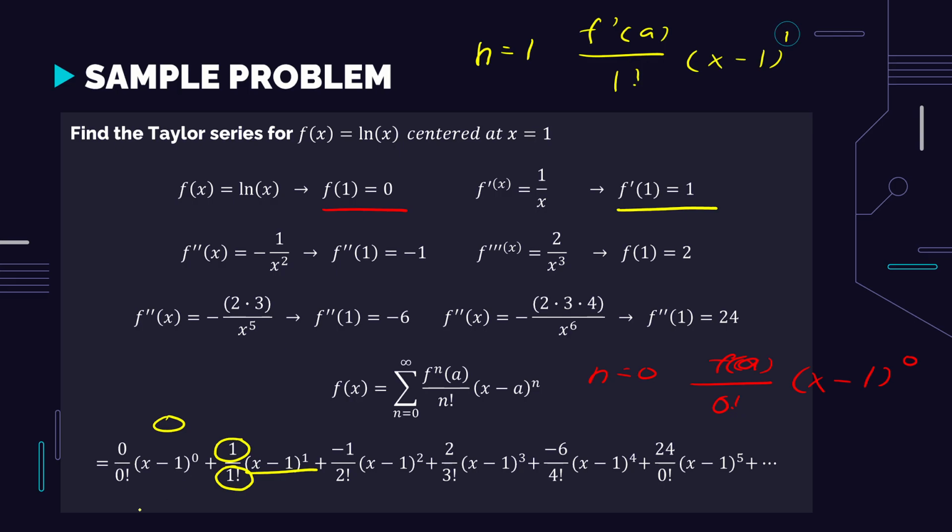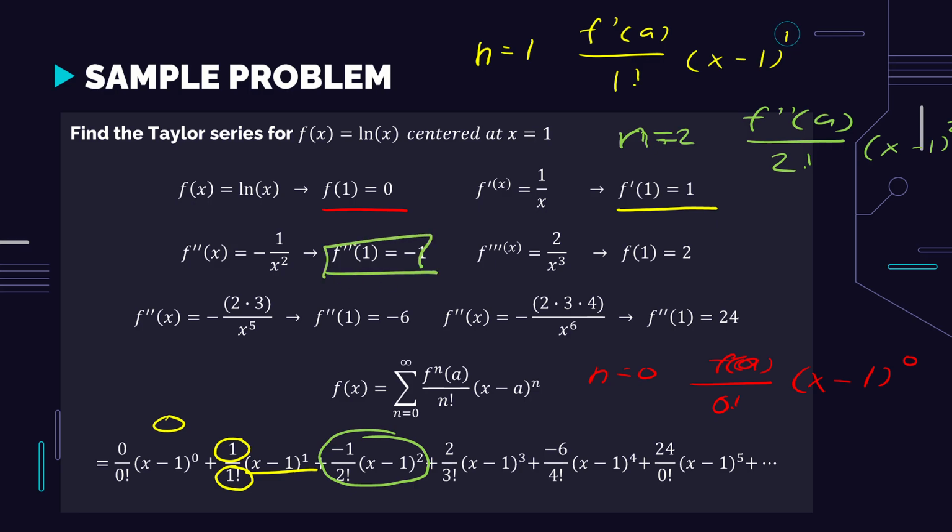If n equals 2, we have f double prime of a over 2 factorial times x minus 1 raised to 2. Our f double prime of a is this one. Just continue the process until you use all the determined values that you have.